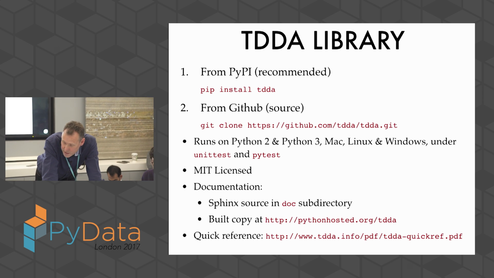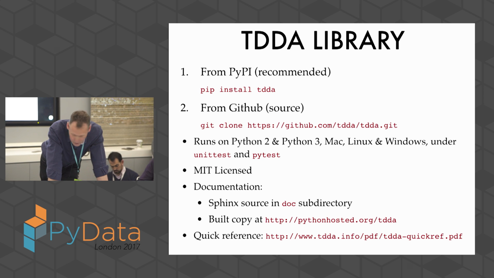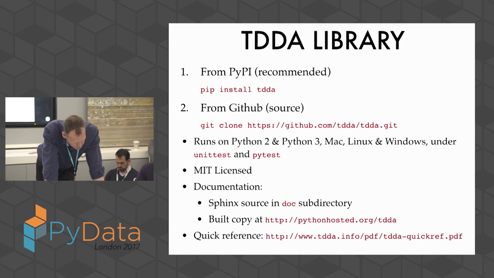So if you haven't done it, you need to have the TDDA library, and if you're on Wi-Fi and you haven't got it, you can get it in one of 2 ways. You can either just pip install TDDA, or if you want the source, which you're of course welcome to do, you can clone it using that git clone command.